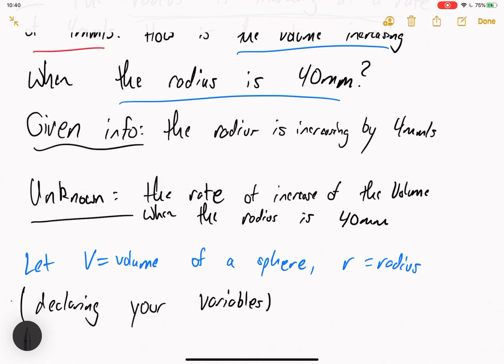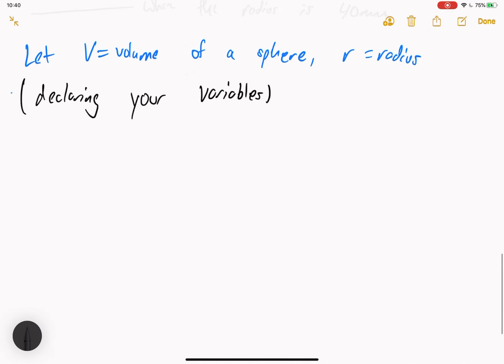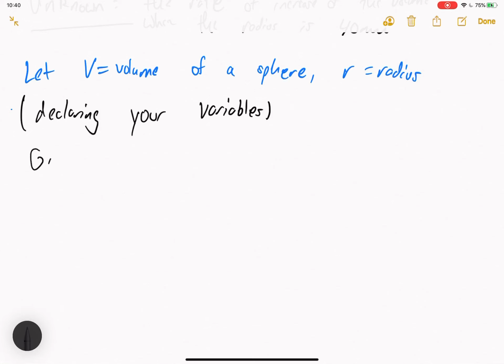All right, okay. What I just underlined, I rewrote to make it more clear, because once we declare our variables we can write down what I previously had written. Which seems a bit confusing, but I want you guys to see how I think about the problem as well, though I also need to make sure it's clear for you first. So we know how things are changing, and we label some stuff. The given info, like I said before, is dr/dt is equal to 4 millimeters per second.